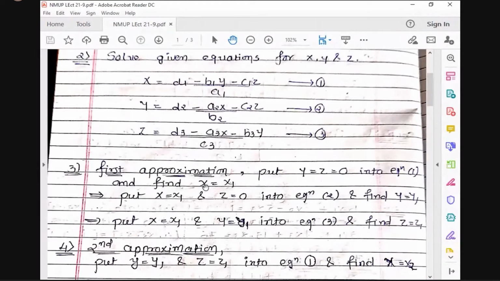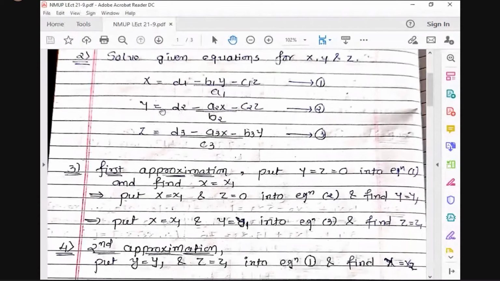So now the x value is with us. Now what are we doing? We are substituting this value of x and z equal to 0, and with the help of this we get the value of y by doing this second step.